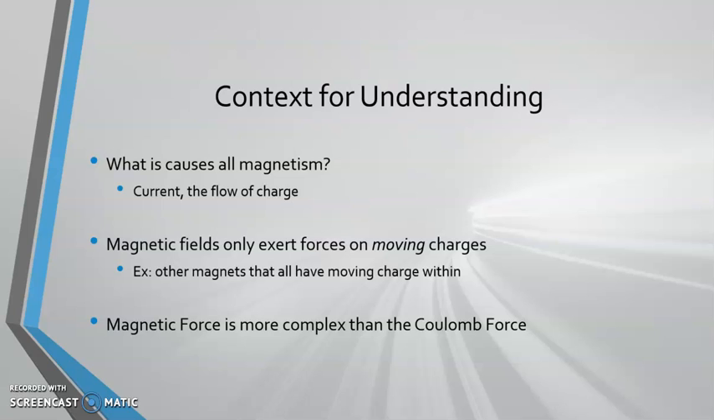So, what causes all magnetism? That would be current, the flow of charge. And the magnetic fields that come from these things only exert forces on moving charges. So the charges cannot be standing still. So today we're only going to be talking about moving charges. And for example, other magnets that all have moving charges within them would have a force exerted on them. That force is what we're going to be talking about today.